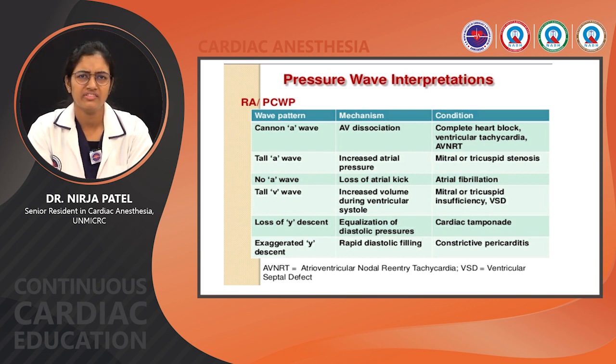We will get a tall V wave in mitral or tricuspid insufficiency and in patients with VSD. It is due to increased volume during ventricular systole. Loss of the Y descent occurs when equalization of diastolic pressure occurs, as in cardiac tamponade, and exaggerated Y descent is seen due to rapid diastolic filling in patients with constrictive pericarditis. So these are the abnormal waves which we will get by the use of the pulmonary artery catheter.